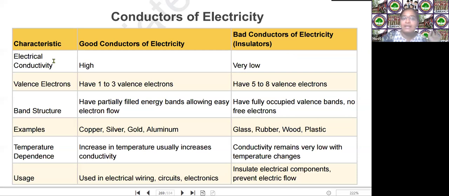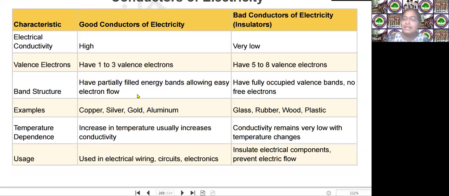Okay, another quality is valence electrons. A good conductor has 1 to 3 valence electrons. If it is a bad conductor, it has 5 to 8 valence electrons. So the good conductor has 1 to 3 valence electrons and the bad conductor has 5 to 8 valence electrons.